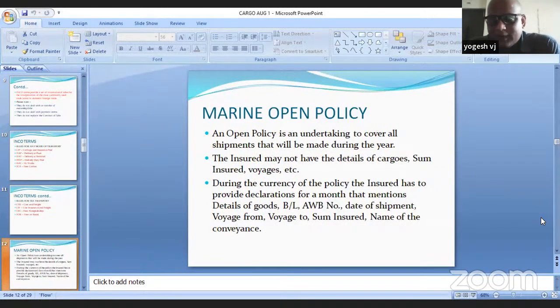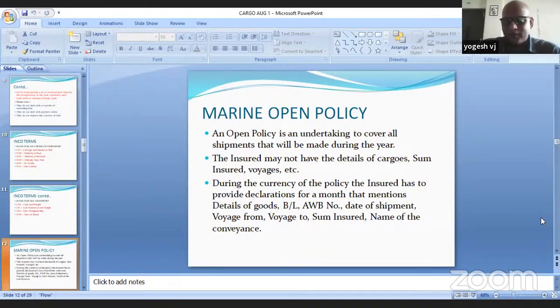Now, marine open policy. Everyone knows about this policy. What is it basically? An open policy is something we issue for a particular sum insured. We take the premium and then we receive various declarations or shipment details from the insured throughout the year. Let us assume we issue the policy for 1 crore on 1st January 2022, and by 31st December 2022, with monthly or quarterly shipments, the sum insured used is 80 lakhs. Then 20 lakhs of premium we took extra, we will straight away return to them. That is marine open policy.